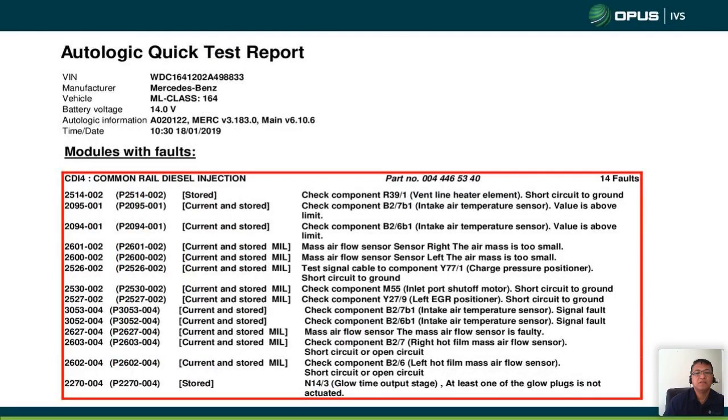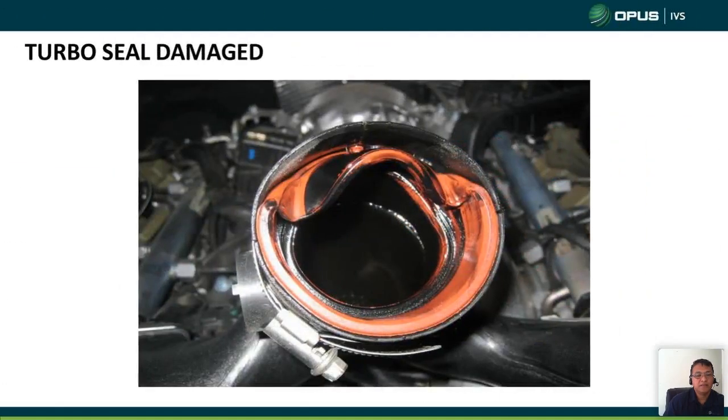Another one, same thing with these fault codes, all the sensors, and even one glow time output stage, which is the glow plug relay. The cause there is this one: a torn seal on the turbo area, the rubber seal. That's the cause. And then it will drip oil onto your inlet port shaft motor.